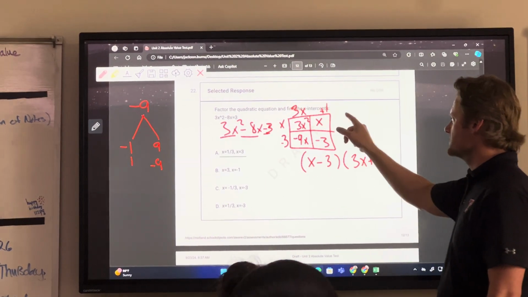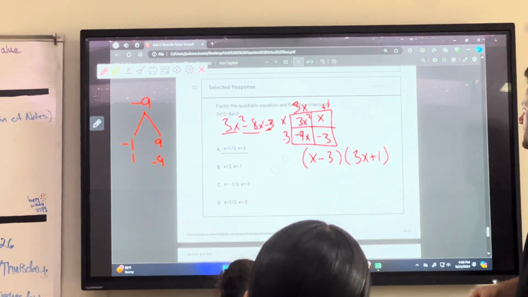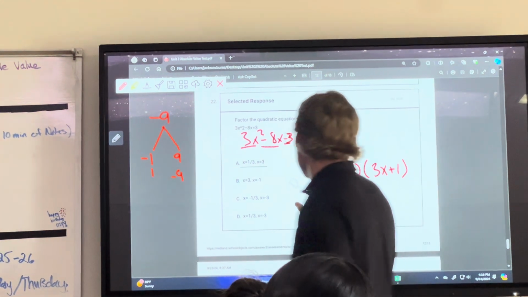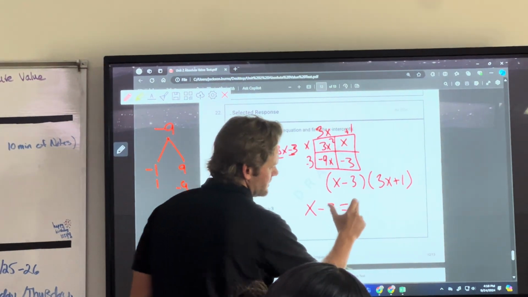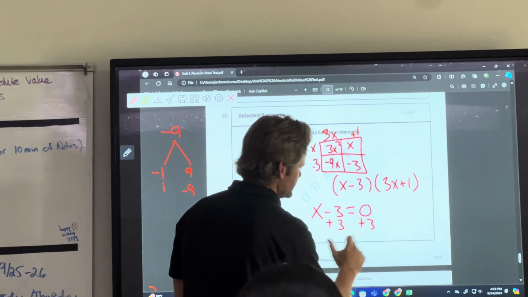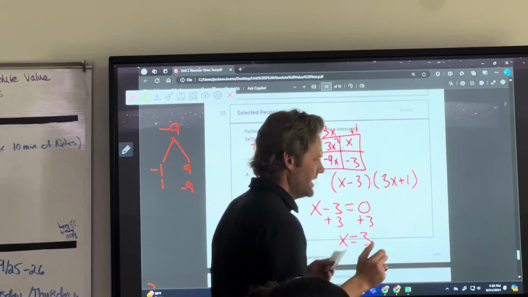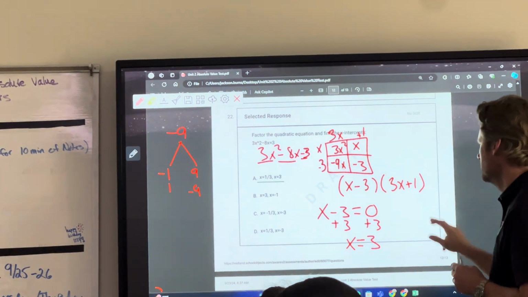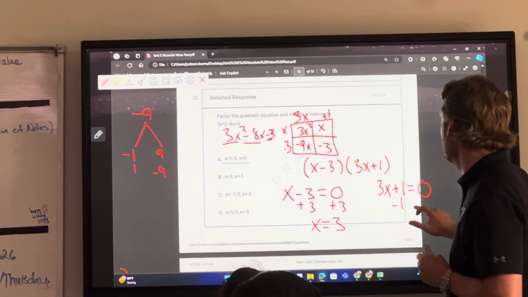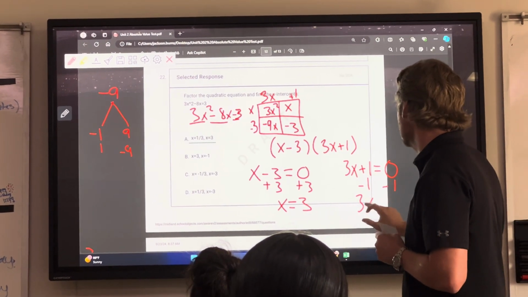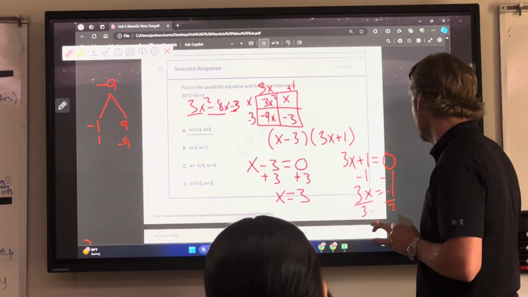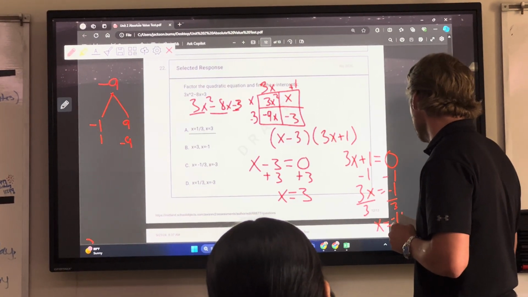Check, make sure it works. Adds up to negative 8x. It does. Set these equal to 0 because I want these in that x-intercept form, right? X minus 3 equals 0, plus 3, x equals a positive 3. 3x plus 1 equals 0, minus 1, 3x equals negative 1. Divide by 3, x equals negative 1/3.